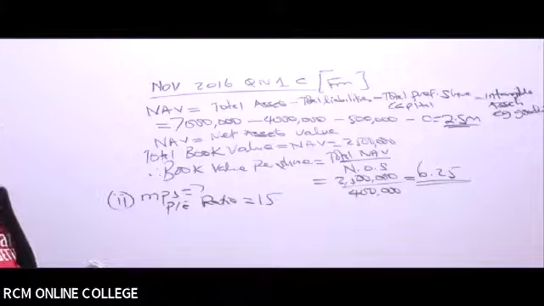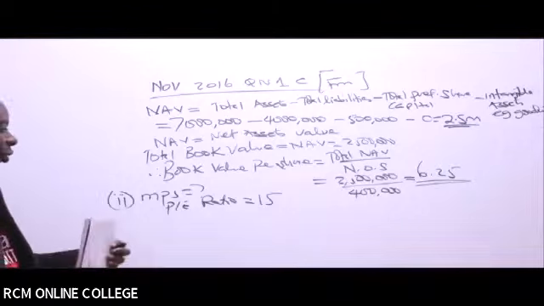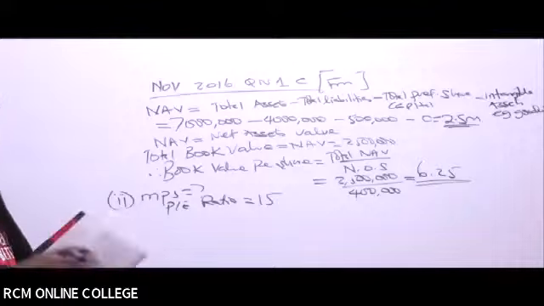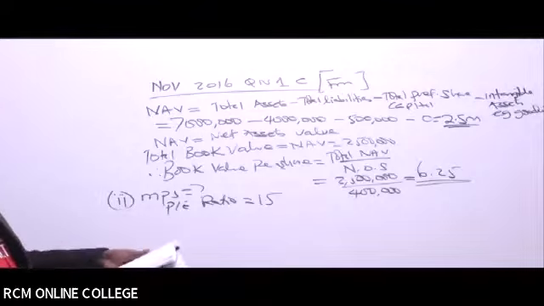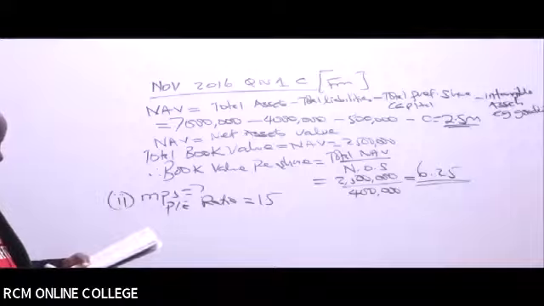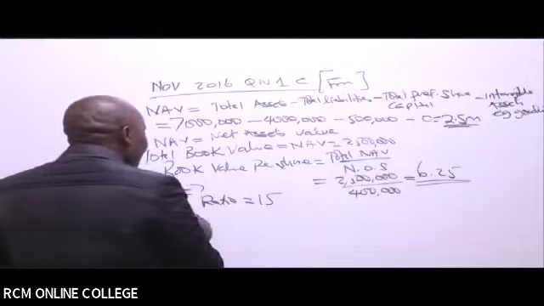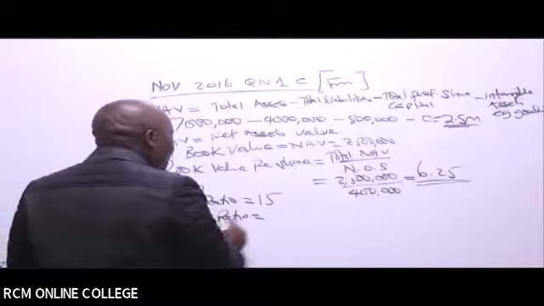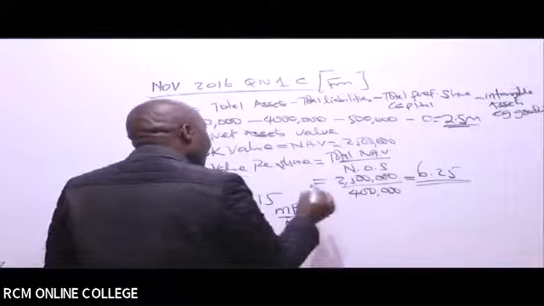Is there anybody who can remind us the formula of the PE ratio? Remember, it is P over E. Thank you so much, Joshua. Great. So anytime they want us to give them the PE ratio, my good students, the PE ratio is price over earnings. So it will be MPS over EPS.